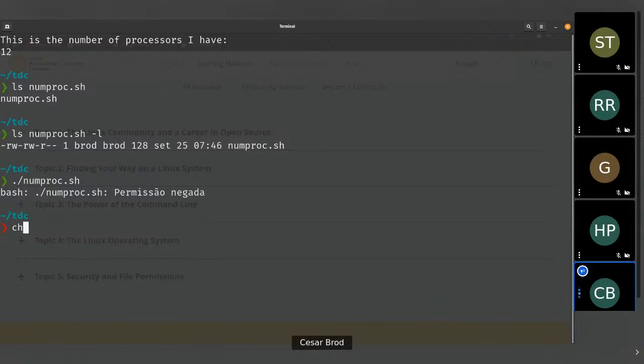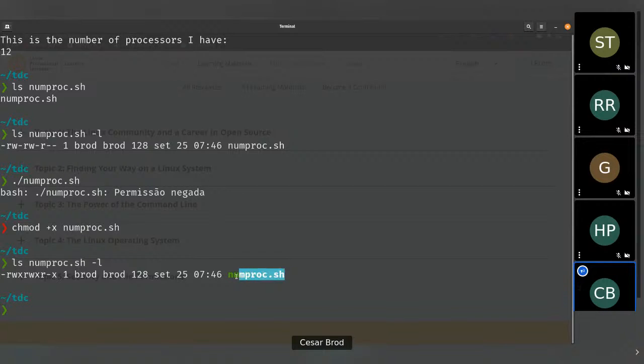So one way of doing that is using chmod, change mode, +x, which means make it executable, the program that I just created. Now, if we take a look again at the long listing of this file, you see that it became green. But also now we have the x for execution for the user, for the group, and for all others in the system. The user is me, and the group is the one I belong to.